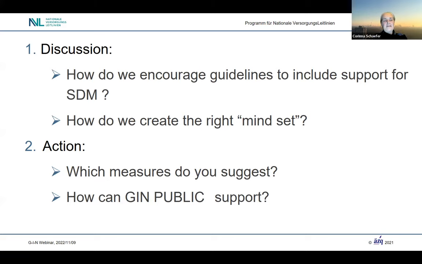But I have been aware that this is not very well known in the guideline community. So do you think that we need a straighter link between shared decision-making research and guideline research?